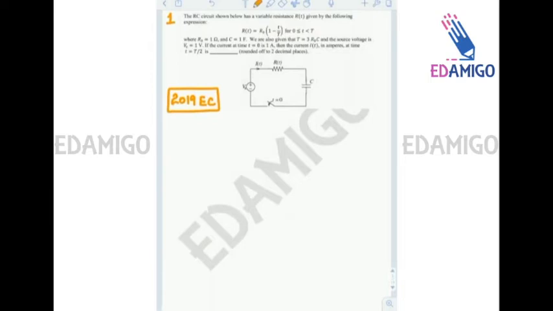Okay, so first of all let's look at what is given in the question. It is given that there's an RC circuit which has a variable resistance, that is R(t). So this is a variable resistance and the value of resistance is given by R0 times (1 minus small t divided by capital T), where small t varies from 0 to capital T. R0 is also given to us, that is 1 ohm, and the capacitance value is given to us as 1 farad.